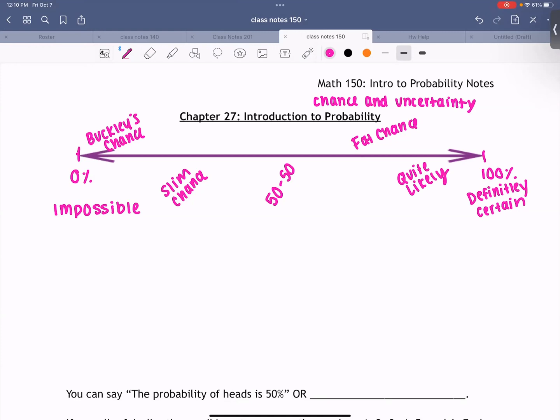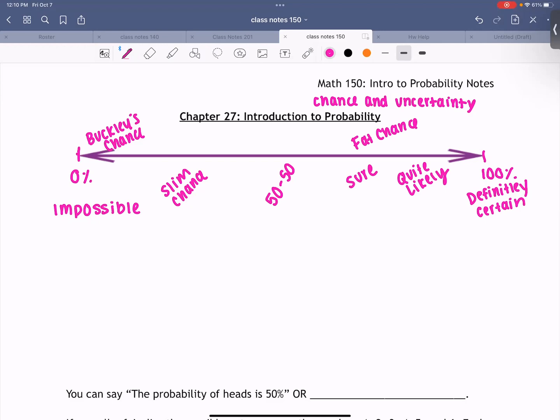All right, and then we have sure. Sure is about 70% the way through. Is everyone pretty sure about that? Right. I think that makes sense. Sure is less likely than quite likely, but it's sure to happen.